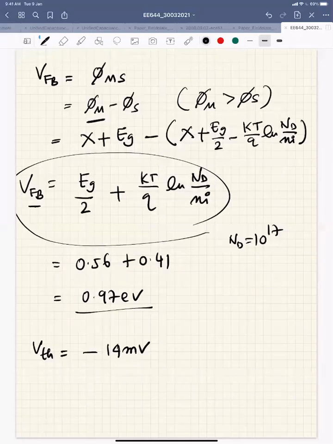So for the NMOS transistor and PMOS transistor, if you choose the same doping, that means the N substrate doping is equal to the P substrate doping, and your oxide thickness is the same, then your devices will be exactly symmetric. Symmetric means that if your NMOS transistor gives 14 millivolt VT, your PMOS transistor will give minus 14 millivolt VT, right? So that's the reason.